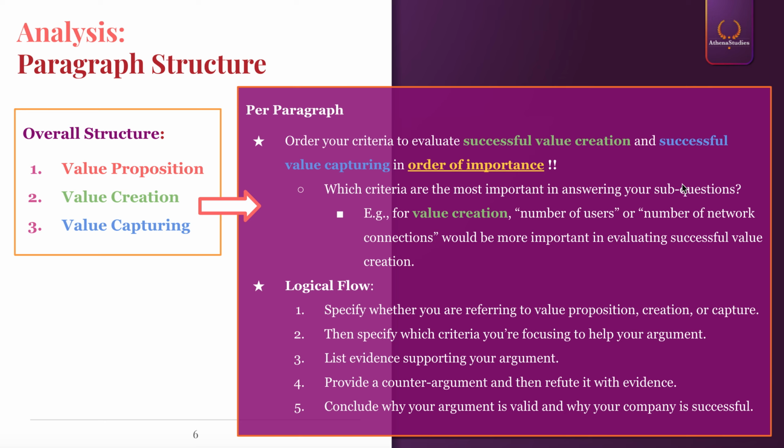So make sure that it's very logical and very concise in the way you present your argument. You go from point A to point B to point C. Here's my main section. Within that section, here's my criterion that I'm going to evaluate. Here are the pros, here are the cons, and then I'm going to restate why the pros are more important than the cons. And then in conclusion, my company is successful at creating value or capturing value, whichever overall section you're talking about. So before I finally conclude, I'm just going to show you guys an example of my essay.